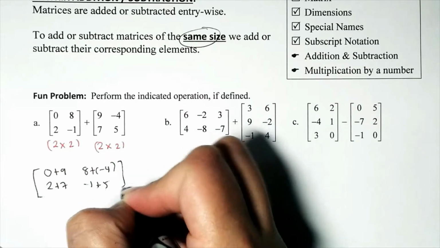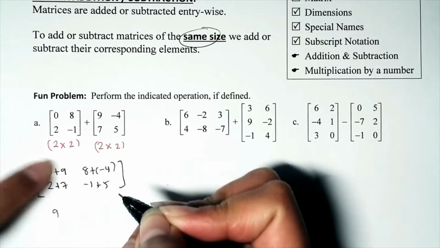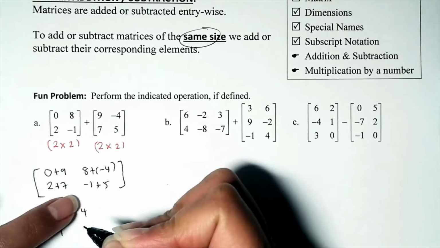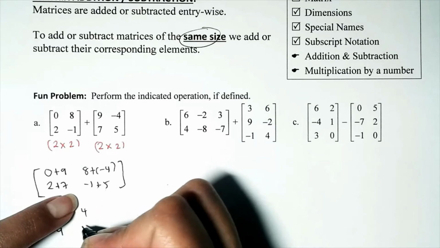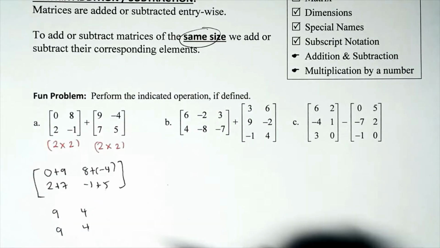Let's go ahead, just add our numbers. So we have 0 plus 9 is 9. 8 plus negative 4 is 4. 2 plus 7 is 9. And then negative 1 plus 5, I'm having a moment, is 4. Oh, look at that. It's the same numbers.